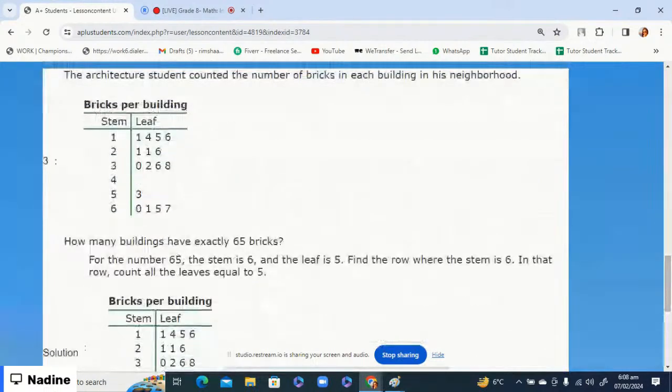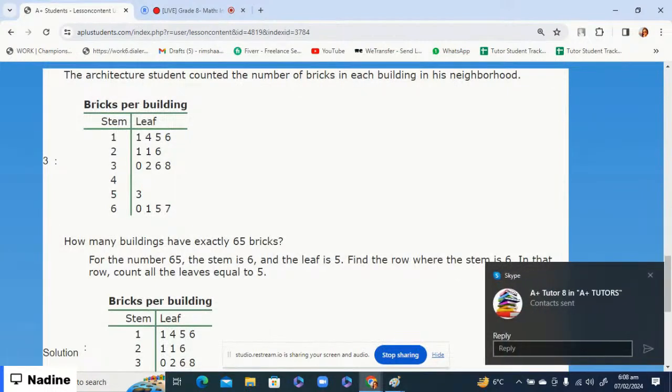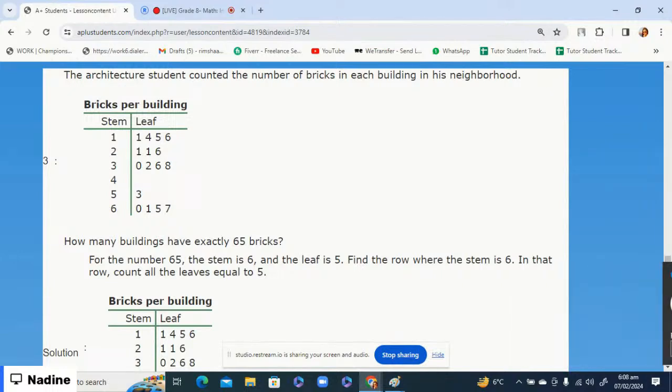The architecture students counted the number of bricks in each building in the neighborhood. Bricks per building are given as stems and leaves. How many buildings have exactly 65 bricks? So, how many have 65 bricks exactly?